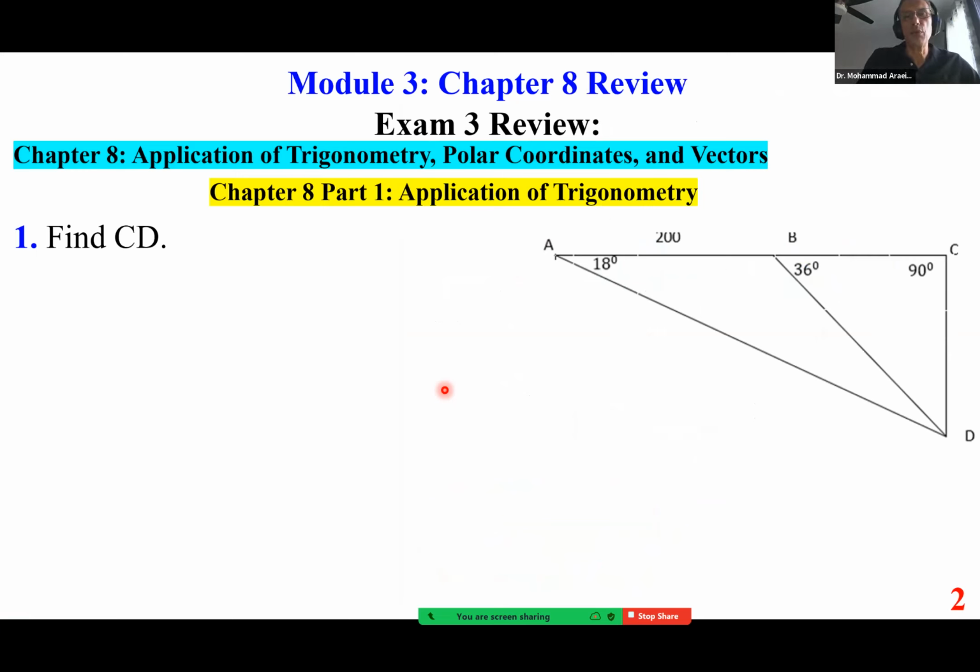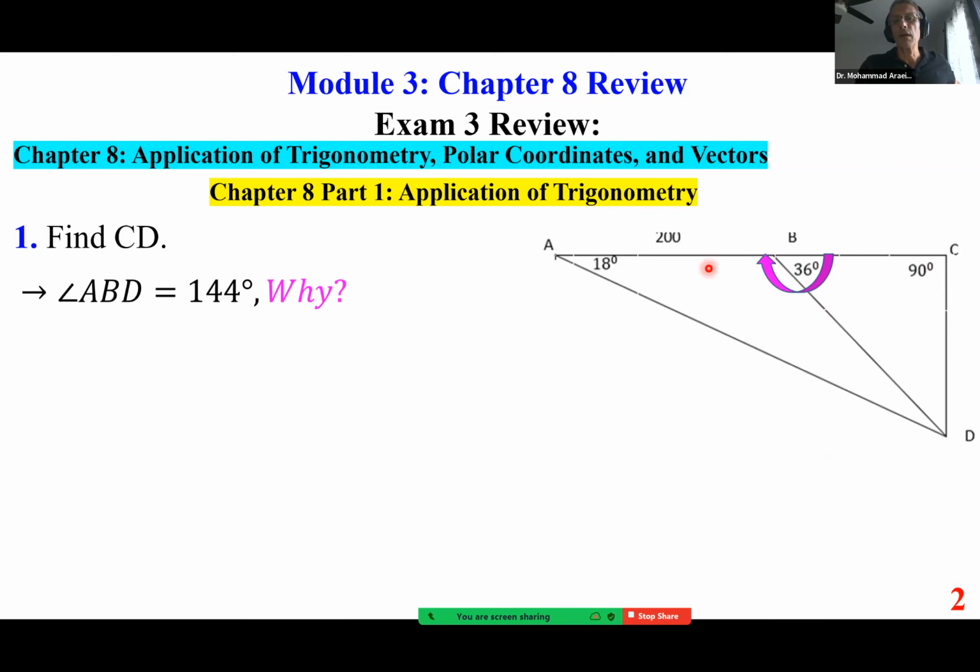All right, in this example, we want to find CD. Given the information, this is 18 degrees, this is 200, this is 36 degrees, this is 90 degrees, and there are different ways of approaching that. So we want to find CD. Notice this is a straight angle, 180 degrees.